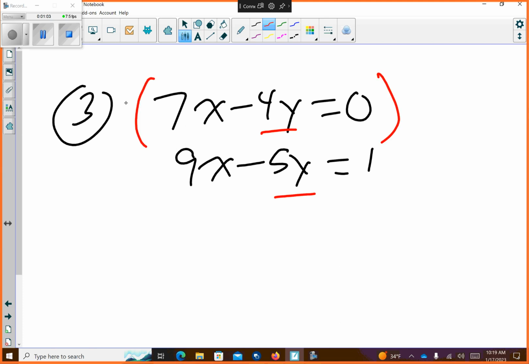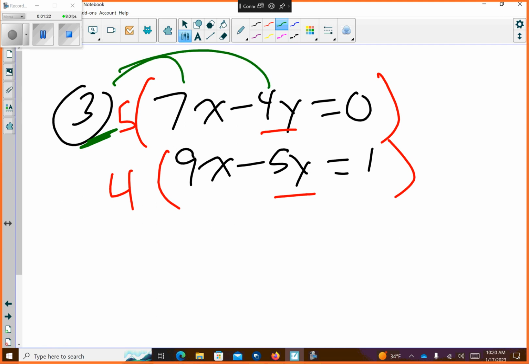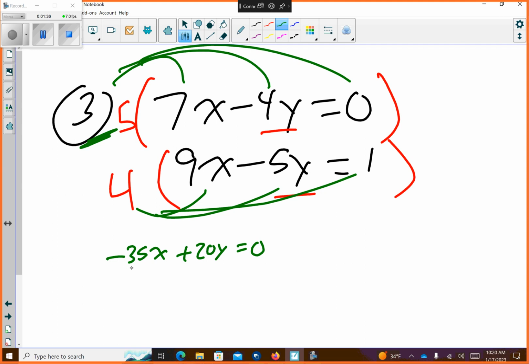Okay, so I'm going to multiply the whole top by 5 and the whole bottom by 4. And I have to remember, I need one of them to become negative. It doesn't matter which one, but I want one positive, one negative. Okay, so I'm going to choose negative 5. So I'm going to distribute over the parentheses. That gives me negative 35x plus 20y equals 0, because negative 5 times 0 is 0. And then on the bottom, distributing all the way through, that gives me 36x minus 20y equals 4.